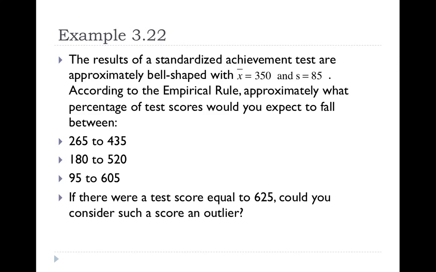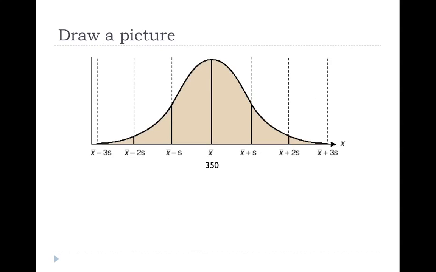Then we're going to see if a test score equal to 625 would be considered an outlier. Okay, so we get started. This is a bell curve, and what we're going to do on the horizontal axis is start in the center with our mean, X bar equals 350. And then you're going to add a standard deviation.